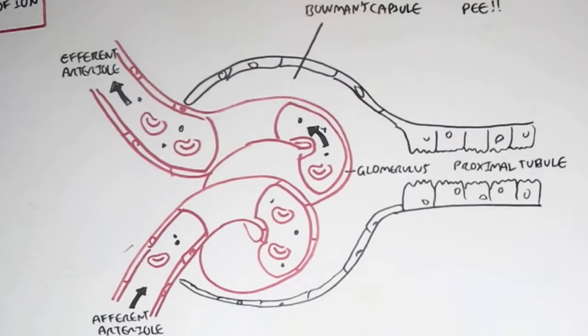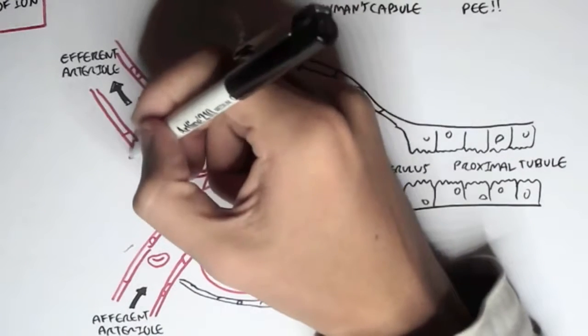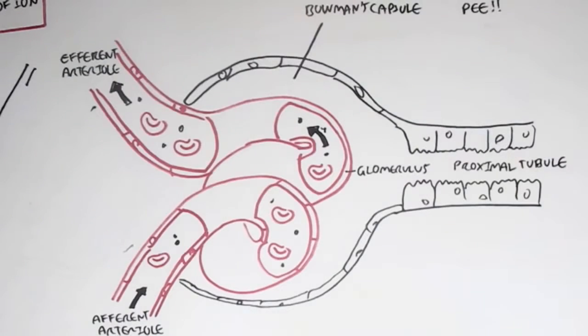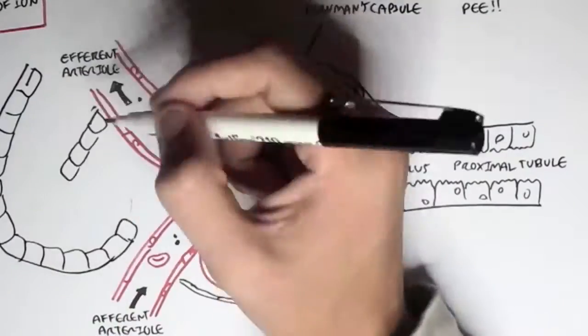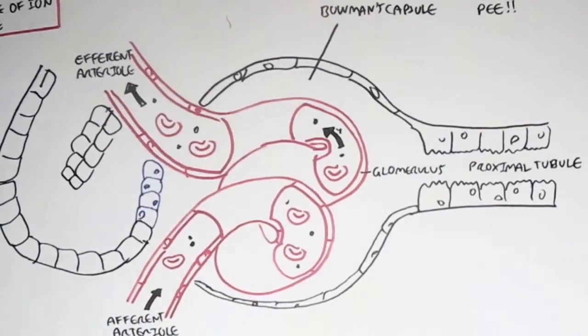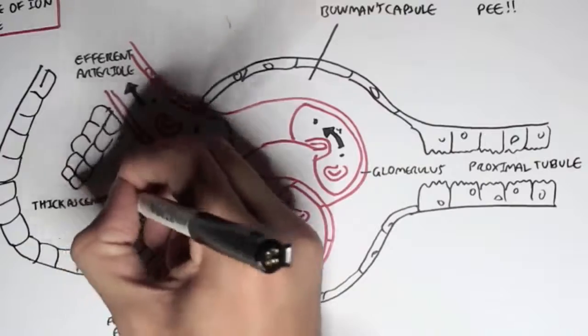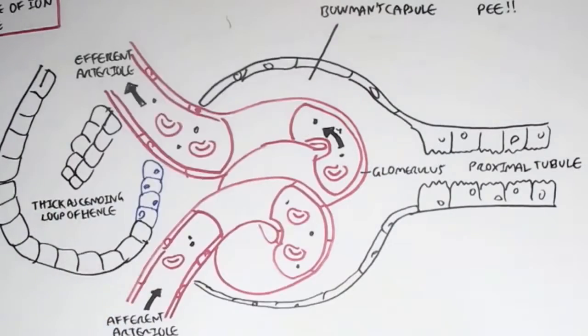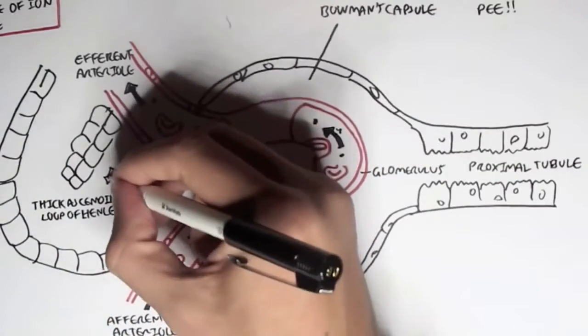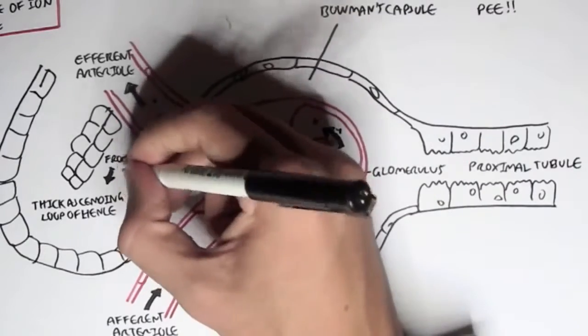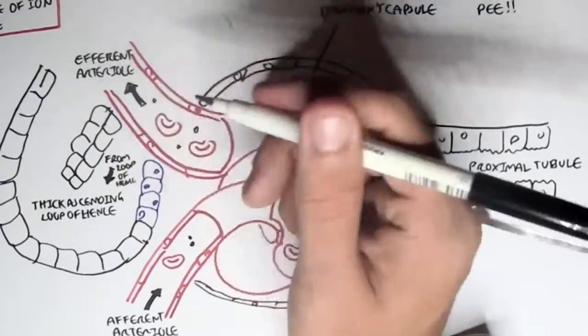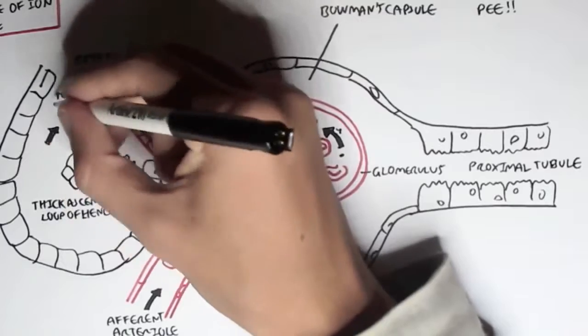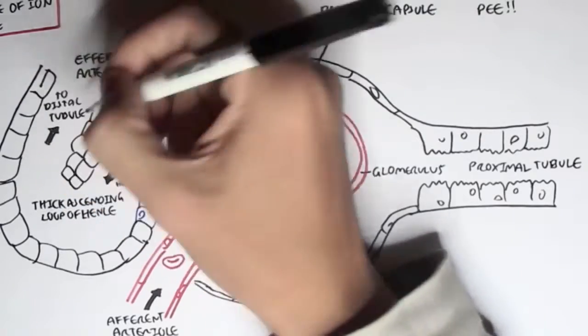Remember the ascending limb of the loop of Henle, the thick ascending limb, how it goes back towards the head of the nephron? Well, it does this because cells within the thick ascending limb of the loop of Henle contain cells which are important in maintaining ionic balance, such as sodium and chloride. So here we have the thick ascending loop of Henle, which came from the loop of Henle, and the thick ascending loop of Henle will connect on later to the distal tubule. Hope this makes sense, essentially.